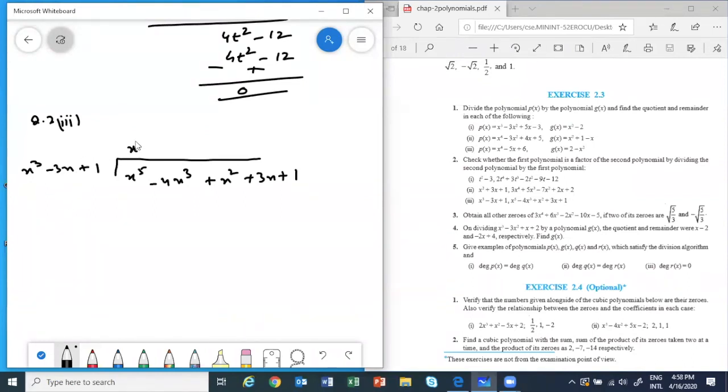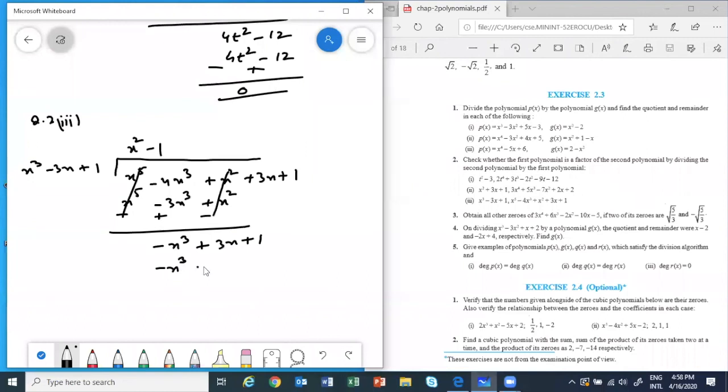So first thing, I'll take x square. So you'll get x power 5 minus 3x cube plus x square. Change the sign. This one goes, we have minus x cube. This one goes plus 3x plus 1. So now I'll take minus 1. So minus x cube minus 3x.